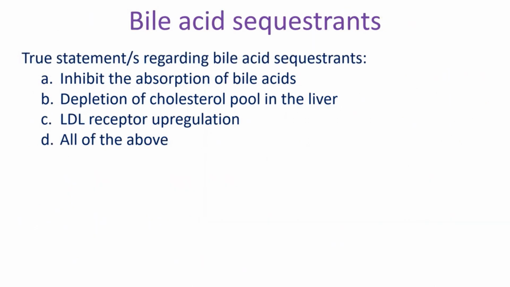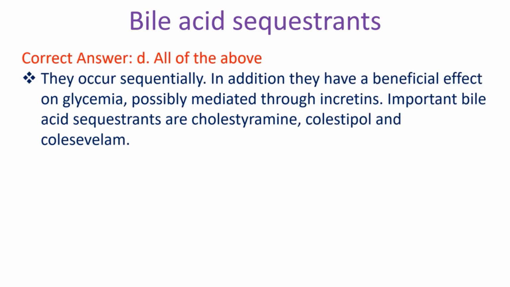True statement regarding bile acid sequestrants. A. Inhibit the absorption of bile acids. B. Depletion of cholesterol pool in the liver. C. LDL receptor upregulation. D. All of the above. Correct answer D. All of the above. They occur sequentially. In addition, they have a beneficial effect on glycemia, possibly mediated through incretins. Important bile acid sequestrants are cholestyramine, colestipol, and colesevelam.